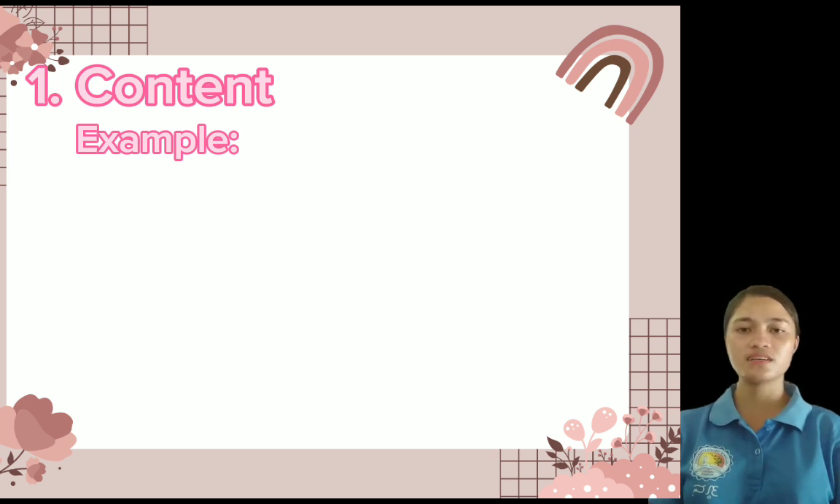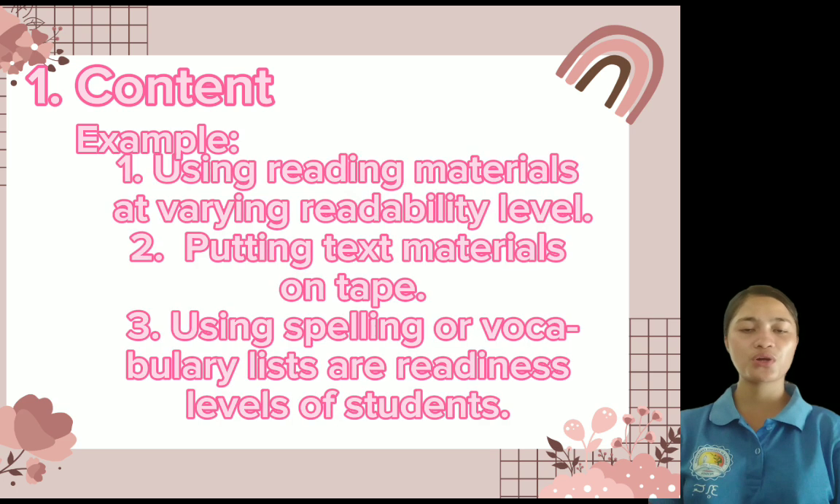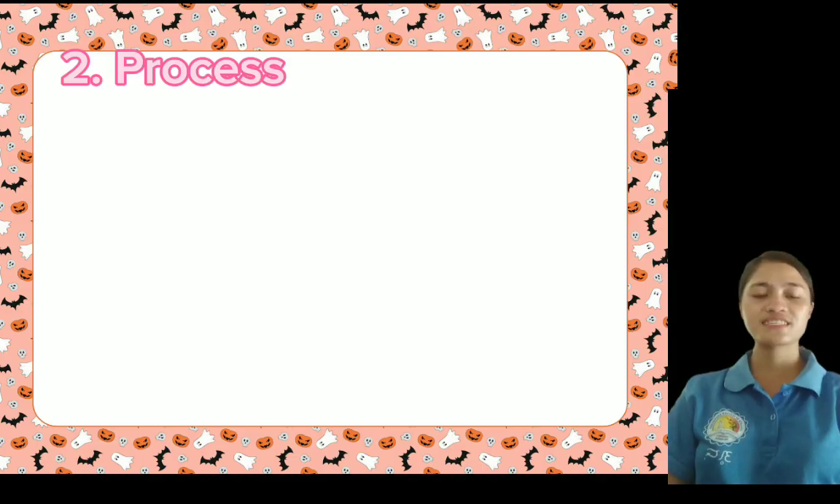The first one is using reading materials at varying readability levels. The second one is putting text materials on a tape. The third one, or the last one, is using spelling or vocabulary lists at the readiness level of students. The second one is process.